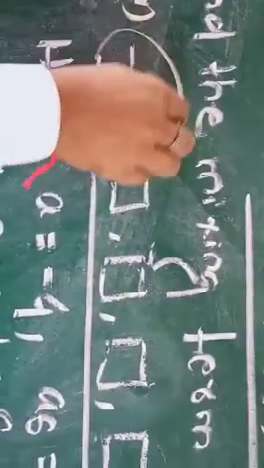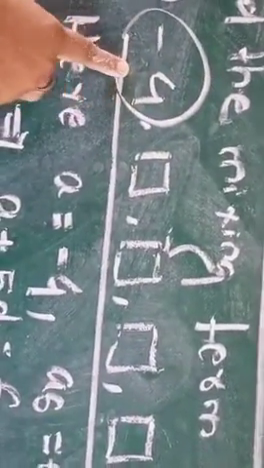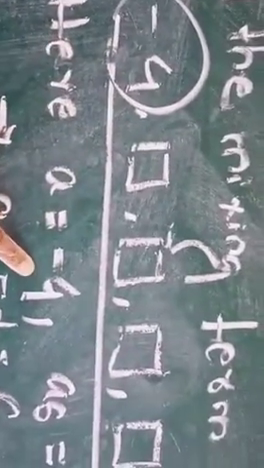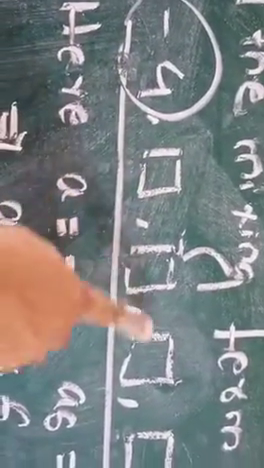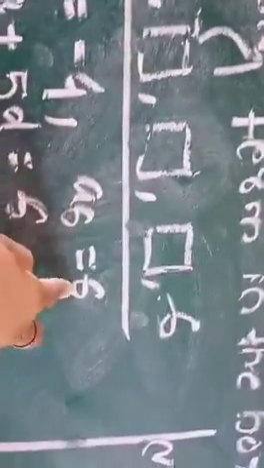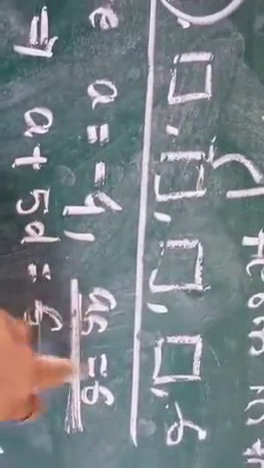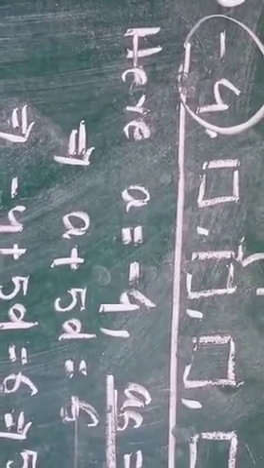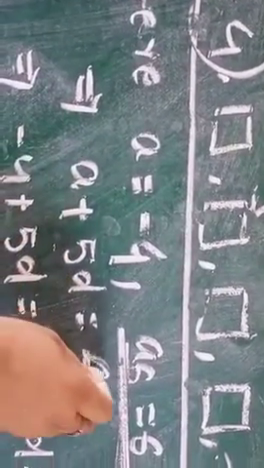So here this is called the first term, A1. A1 is the first term. A1 or A is equal to minus 4. A1, A2, A3, A4, A5, A6. So A6 is equal to 6. A6 means A plus 5D using the general formula. A plus 5D is equal to 6.